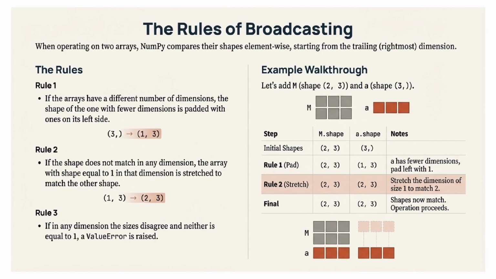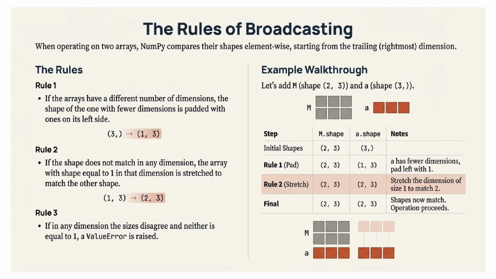NumPy broadcasting allows arrays of different shapes to work together by automatically expanding smaller arrays. It compares shapes from right to left and stretches dimensions of size 1 to match the other array. There are 3 rules of broadcasting. Rule number 1: if two arrays have a different number of dimensions, NumPy adds extra dimensions of size 1 to the left of the smaller array, so both arrays have the same number of dimensions.